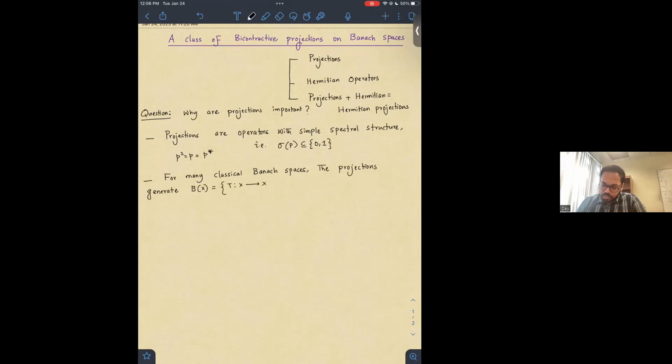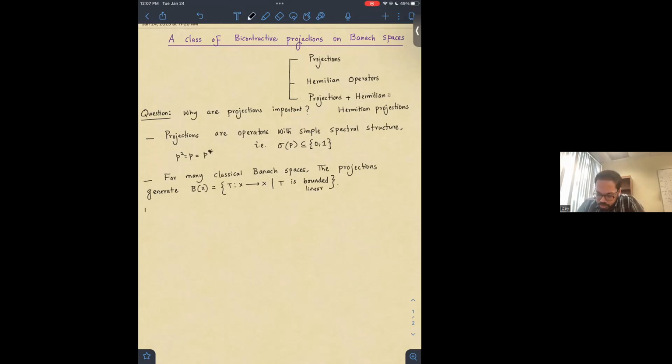X is a Banach space and T is bounded. So what it means is, given any bounded operator, there are some Banach spaces where if you take any bounded linear operator, of course it's linear for me, you can write that bounded linear operator as a linear combination of projections. And this study was started long back in the 1950s.